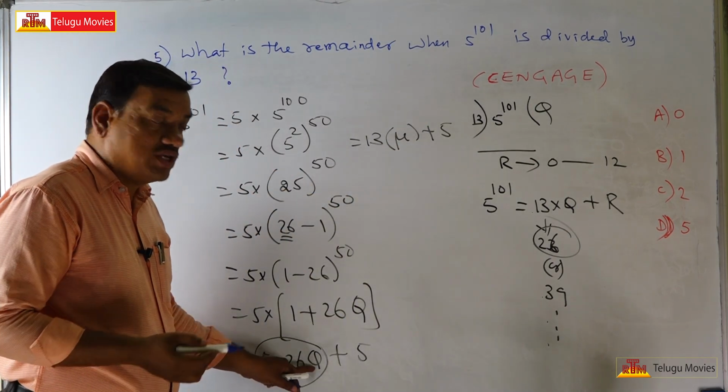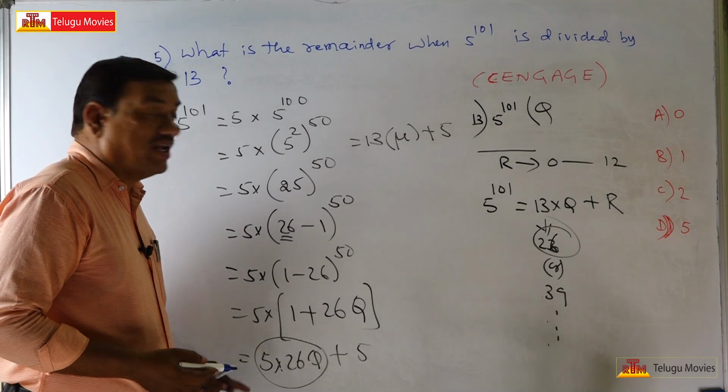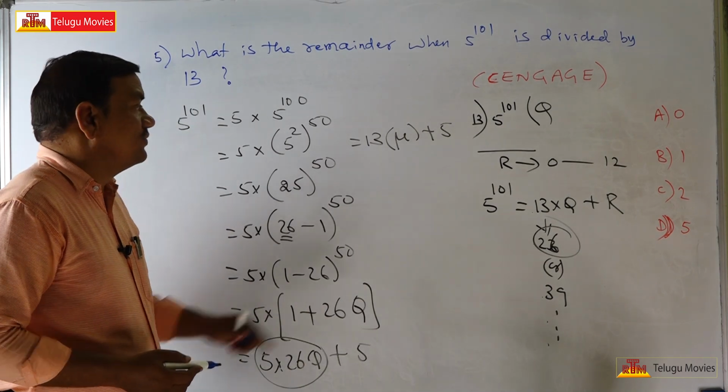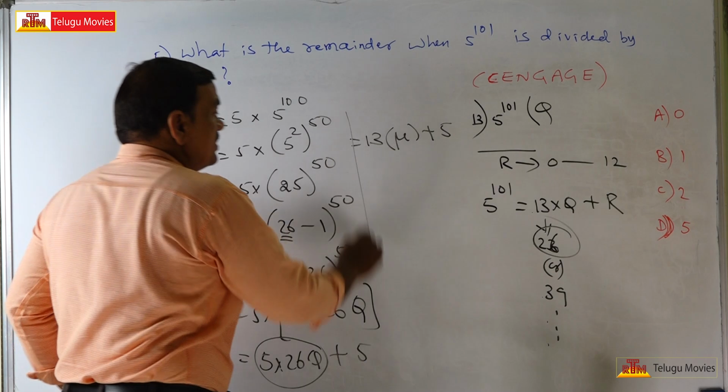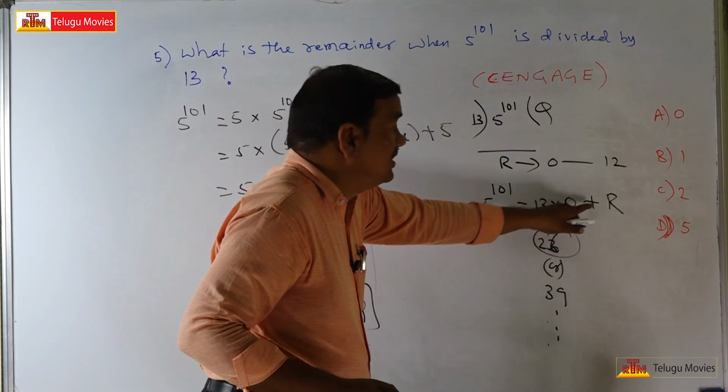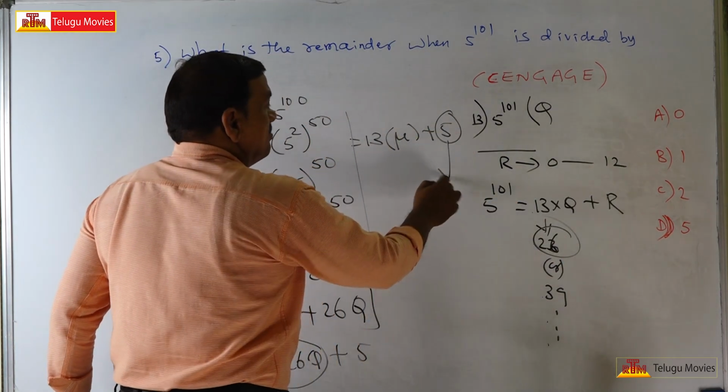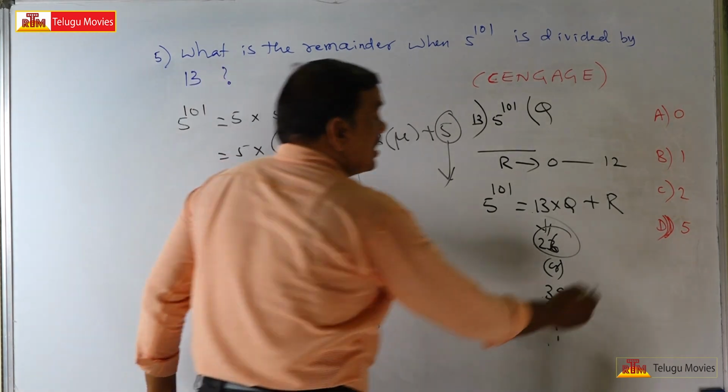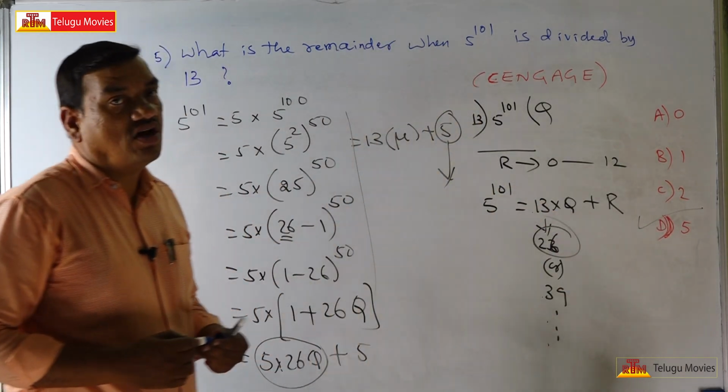26 is 13 twos, that means 13 into 10. You can write it as 13 into something. Have I expressed it or not? 13 into some integer plus remainder. What is your remainder? 5. 5 is your answer. That's all. 5 is your answer.